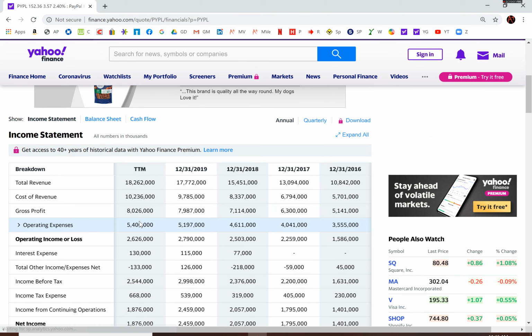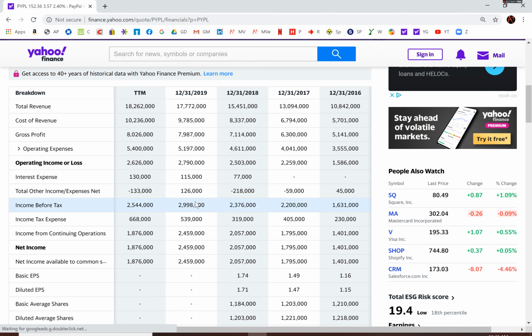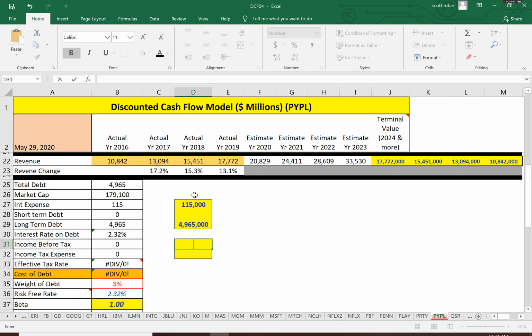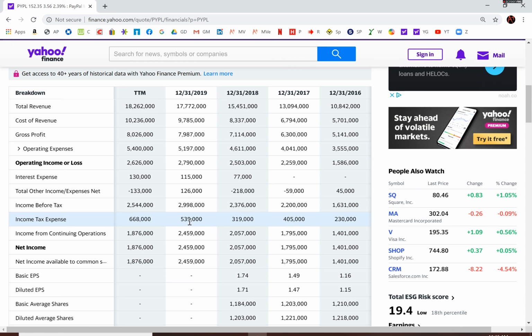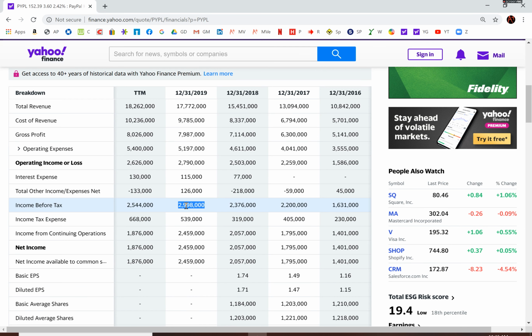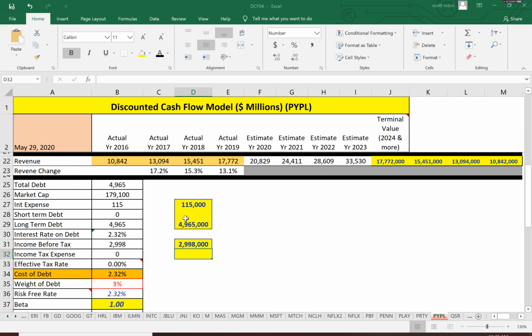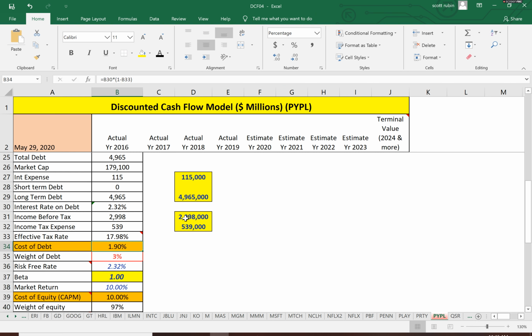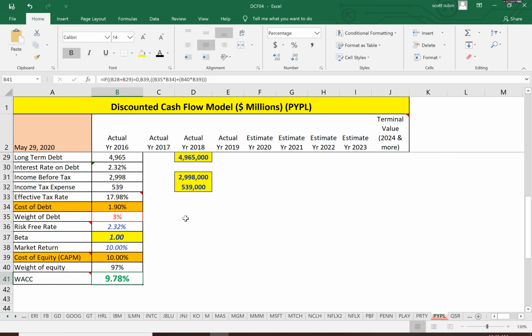So let's go back to the income statement, and income before tax, and then the income tax. Okay, now the income tax. So they pay 18% in taxes. So when you deduct that from the debt, their cost of debt is only 1.9%. And their capital structure is made up of 3% debt, which is really good. You don't want to see too much debt.